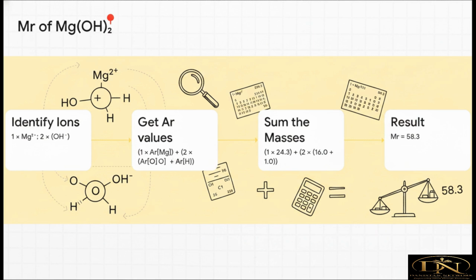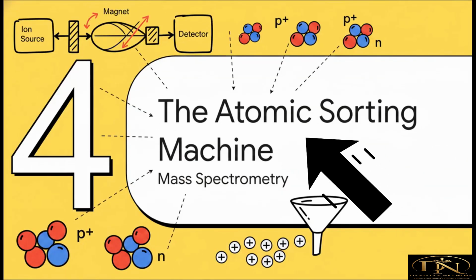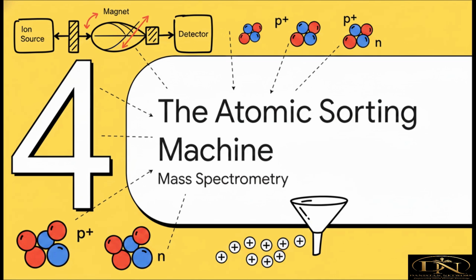Add the 34 to the 24.3, and you get 58.3. See? Same process. Okay, so this all makes sense if you know which isotopes exist and how common they are. But how do we know that? How do we get that data in the first place?